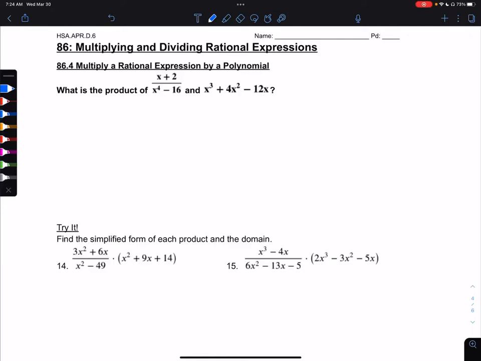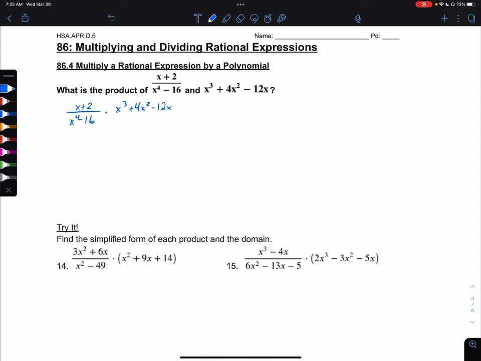In this video, we're going to look at topic 86, example 4, multiply a rational expression by a polynomial. The nice thing about this example is the process is done exactly the same way as the previous example, example 3. So let's rewrite this. We have x plus 2 over x to the 4th minus 16 times x cubed plus 4x squared minus 12x.